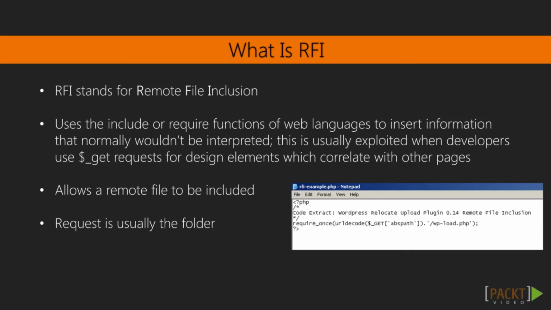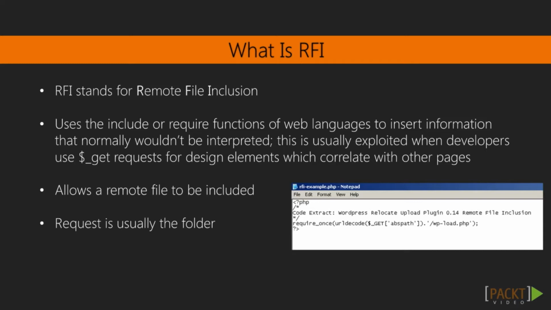In this vulnerability, it uses the include or require function, which is usually used in a theme way, and it uses a GET request to get a certain page. This provides us a vulnerability because it means we could potentially call for other pages that weren't supposed to be called, and because it's a GET request, the user can manipulate how it's done. More will become clear later on. It allows a remote file to be included, so code or text from somewhere outside of the server can be executed. And the request is usually a folder.